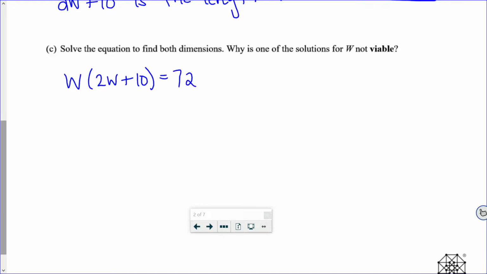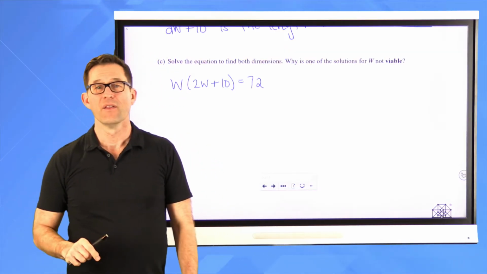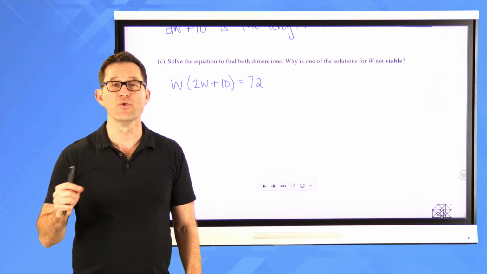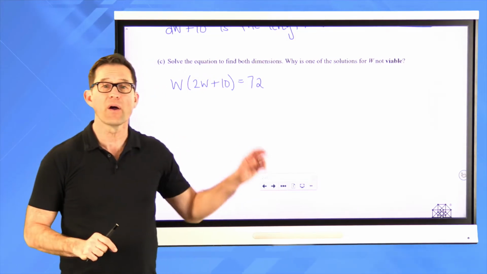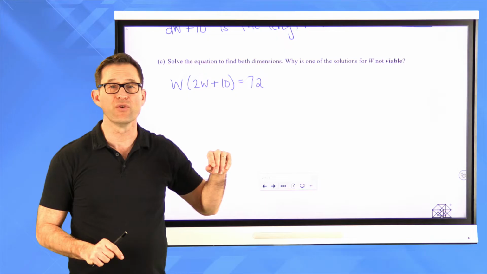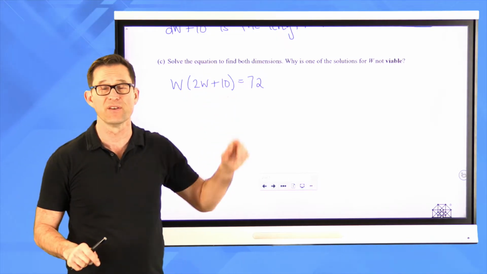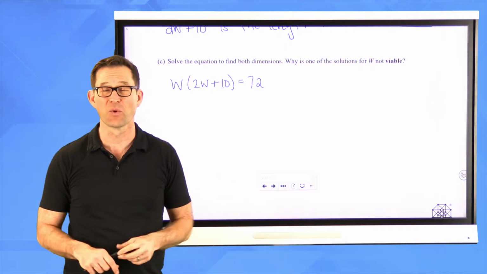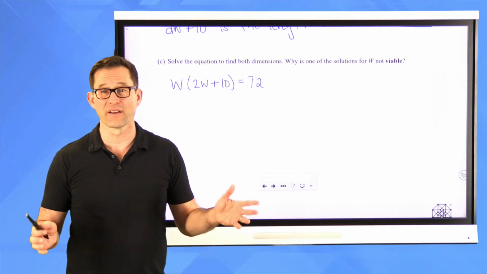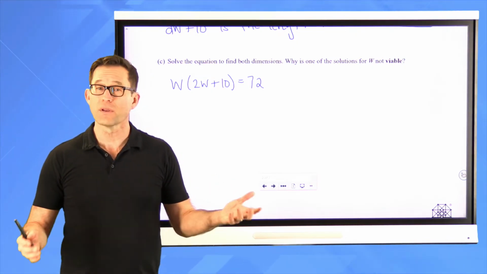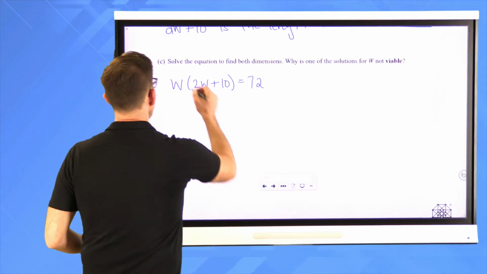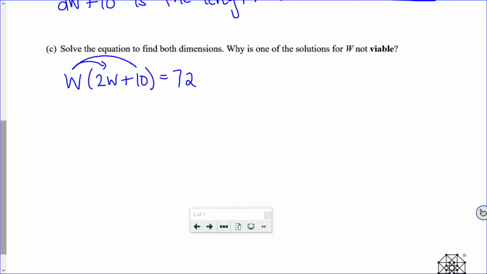Now, let me remind you of something. There is nothing called the 72 product law. So even though I've got a product here equal to 72, I can't set this equal to 72 and this equal to 72 and solve. That doesn't work. There's a zero product law, not a 72 product law. So let's solve this one together. What I'm going to do to begin is distribute the w, giving me 2w squared plus 10w equals 72.